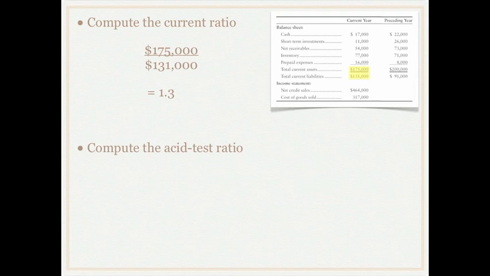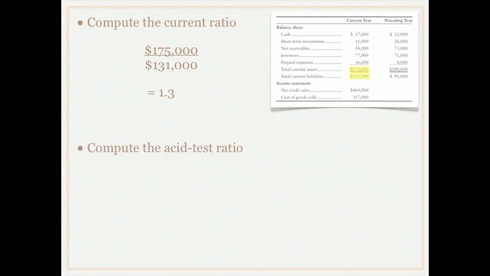So again, that's slightly lower than our rule of thumb of 1.5. But it could be perfectly fine for this company depending on the industry average. So again, what this tells us is that for every $1 of debt, current liabilities, we have $1.30 in current assets to cover that $1 in current debt.